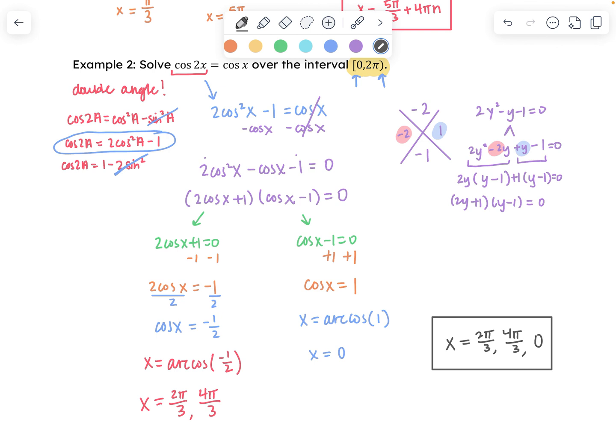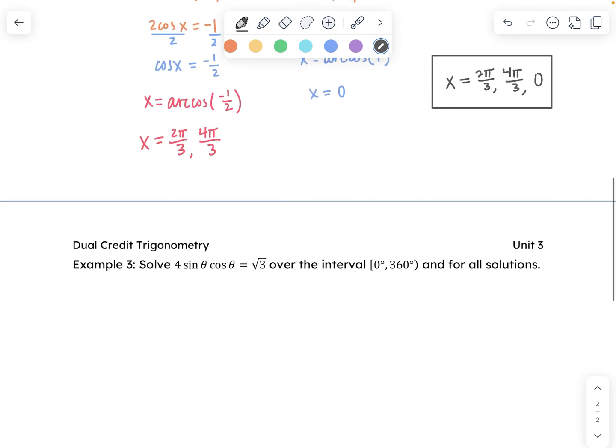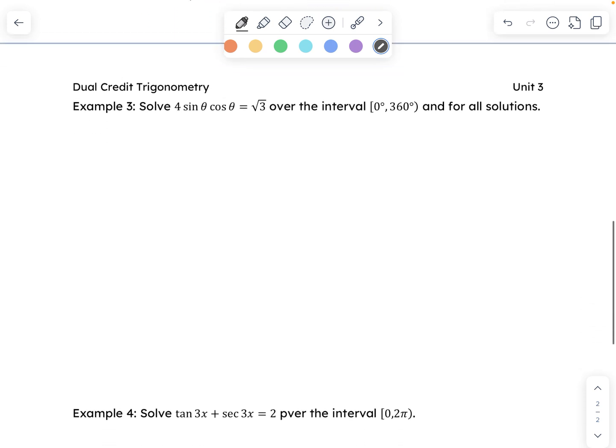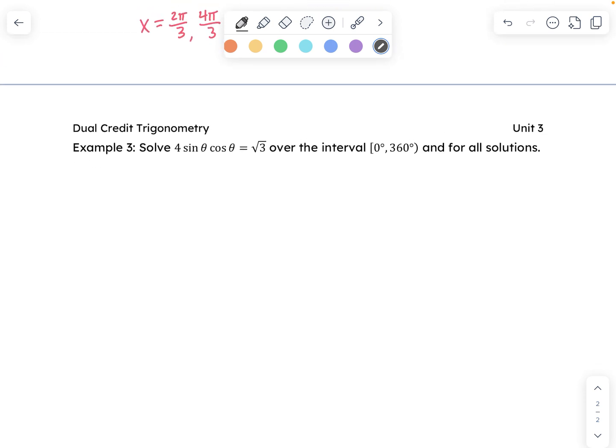Okay, we've got 2 more on the back that we're going to look at. So if I'm looking at example 3, it says solve 4 sine theta cosine theta equals the square root of 3 over the interval 0 degrees to 360 degrees for all solutions. So now we are switching to degrees here, and notice it does say for all solutions. So that means we got to do the plus n stuff.